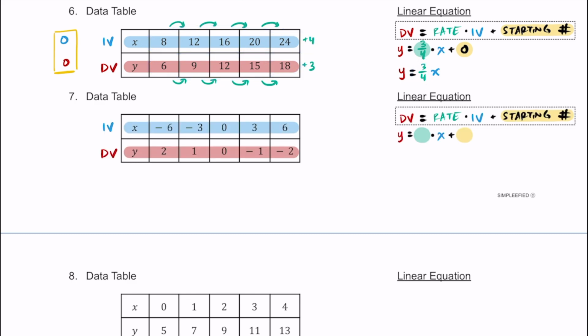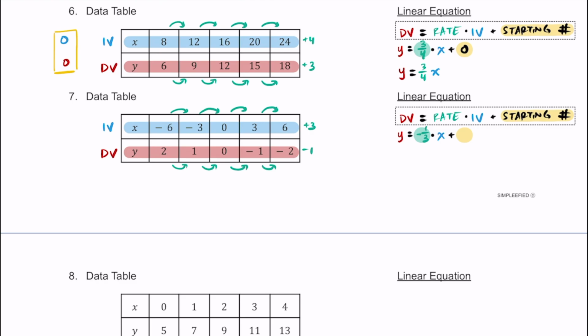For number 7, let's find the rate here. The rate, let's go ahead and see the change. So for our y's, it looks like these are decreasing by 1 each time. So let's say -1. And it looks like for our x's, they are increasing, but by a different number, they're increasing by 3 each time. So for our rate, it's going to be -1 divided by +3, and that's just going to be -1/3. That's going to be our coefficient.